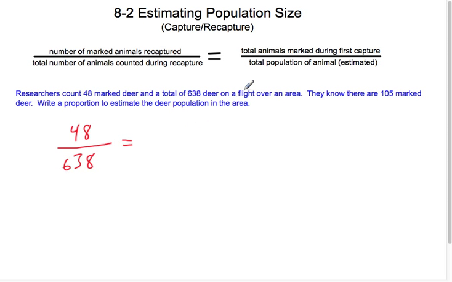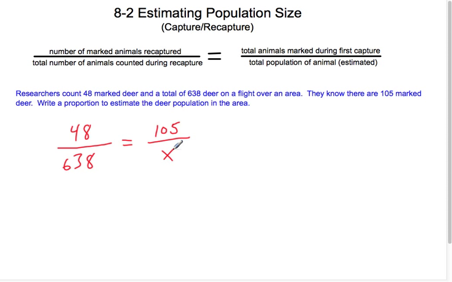And that's going to equal the total animals marked during first capture, so they know there are 105 marked deer total. So that goes here. And the bottom is the total population of the animals, and this is an estimation. And it's also unknown at this point.